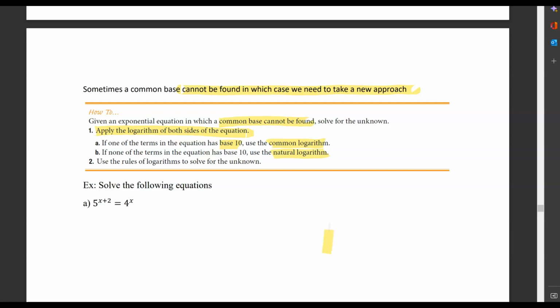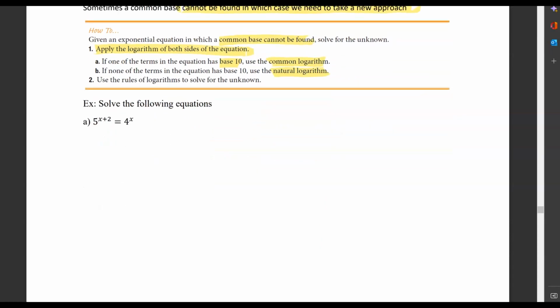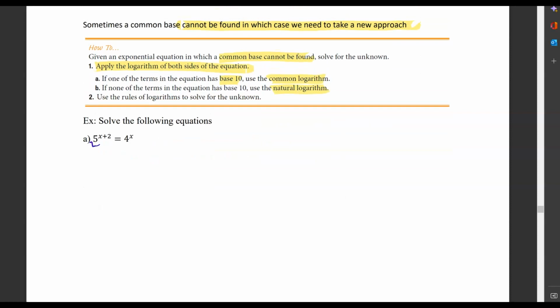So let's take a look at this first example here. Okay. So I don't have a common base here. So what we want to do, since we can't find one, is apply the logarithm. So we're going to ln both sides. Take the log of both sides. Okay. So we're going to take log of 5^(x+2) is equal to log 4^x.